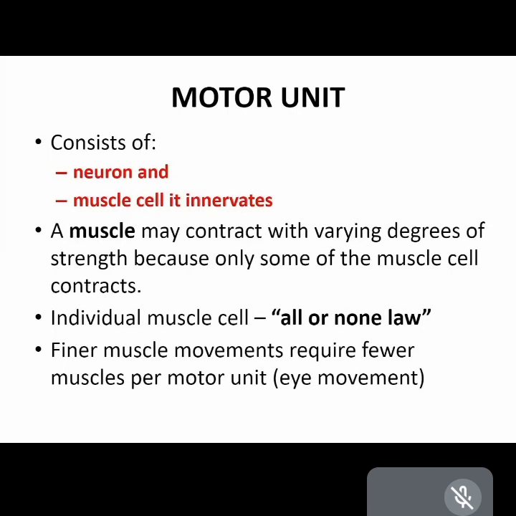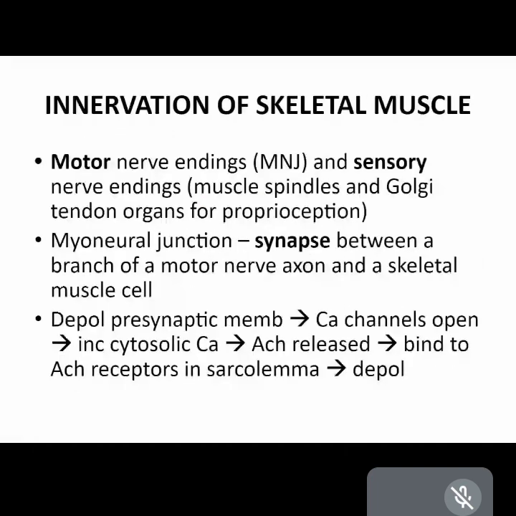Finer muscle movements require fewer muscles per motor unit, like the eye movement. So the innervation of the skeletal muscles: the motor nerve endings, and the sensory nerve endings in the muscle spindles and Golgi tendon organs for proprioception. Then the myoneural junction, the MNJ synapse, is a synapse between a branch of a motor nerve axon and a skeletal muscle cell.